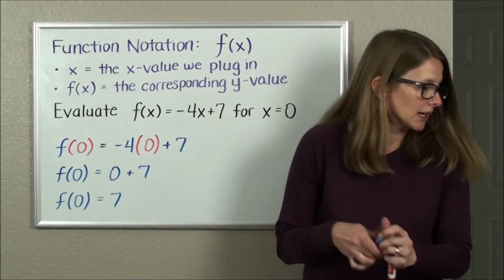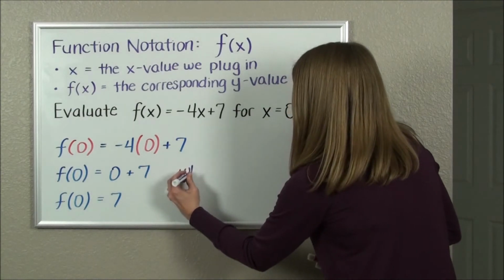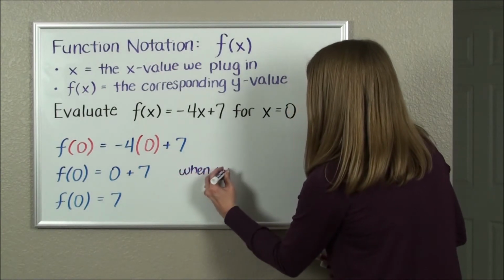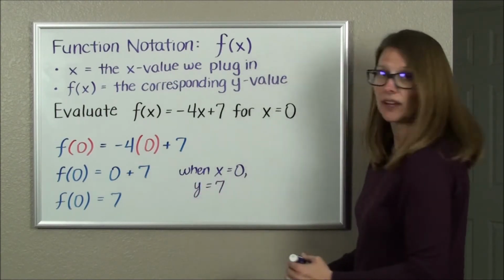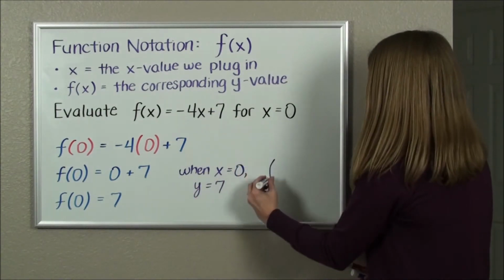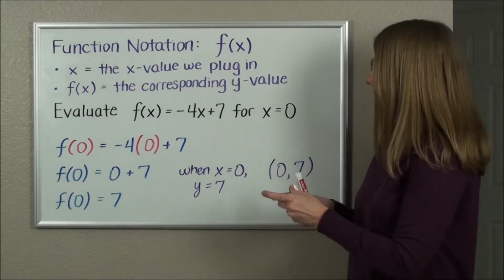Again, what does that mean? It means that for this particular function, in this particular graph, when x is 0, then y is 7. And so again, if I drew this picture, a point on that graph would be 0 comma 7.